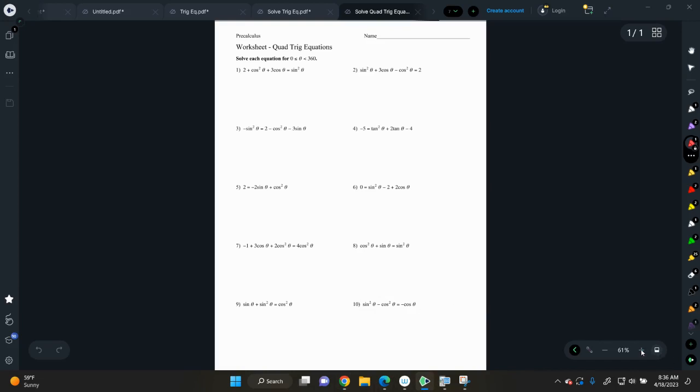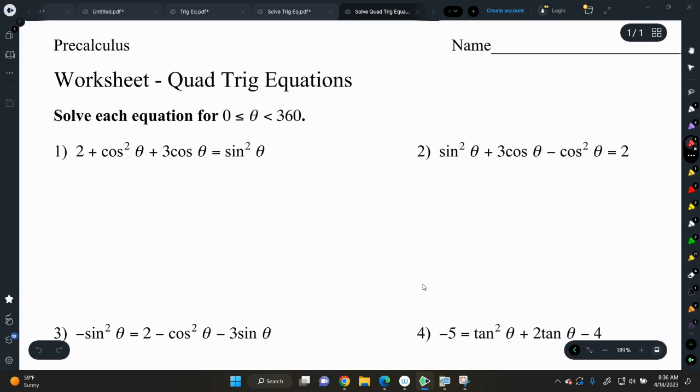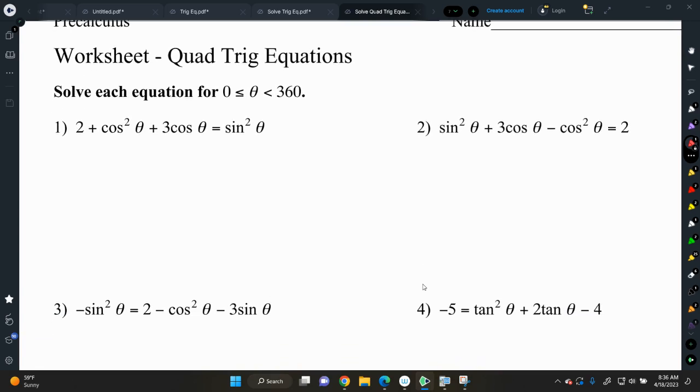All right, so what we're going to look at now is solving equations that are quadratic in form. Okay? So what we have to do, if we look at this equation, this worksheet is actually in your Google Classroom. If you want to pull it up, you can. I don't have a physical copy. I'm sorry.